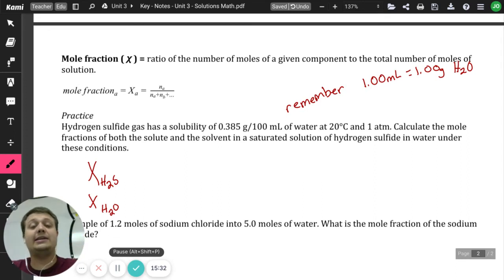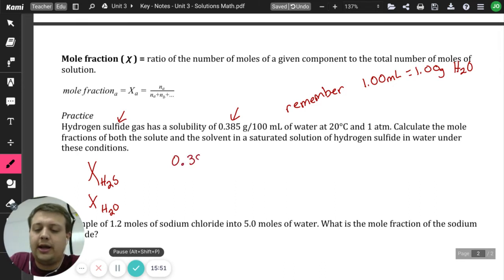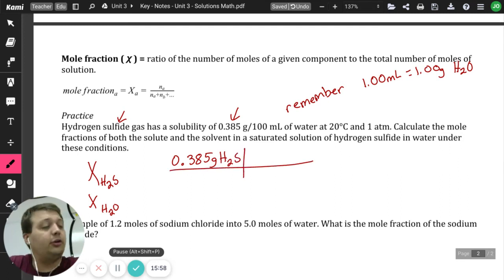So I'm looking for the mole fraction of both of those things. Now for that, I need to know the total number of moles that I have, which means I need to take both of these values that I have and convert them into moles to see how many moles of each substance I have. So the first one I have is 0.385 grams of the hydrogen sulfide gas. So 0.385 grams of hydrogen sulfide, H2S. And I'm actually going to convert that into moles. We're going to do that using our molar mass. We know that's grams per mole.